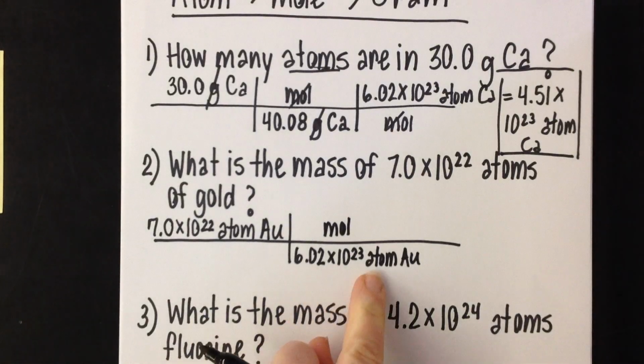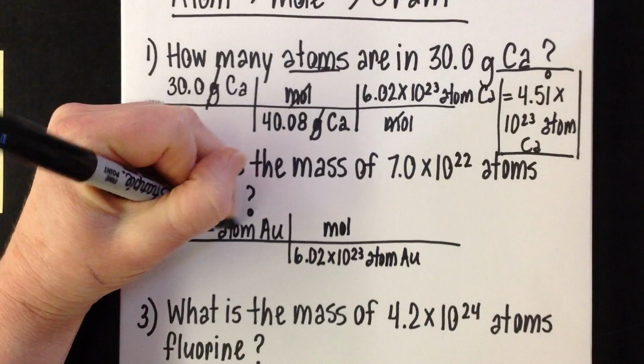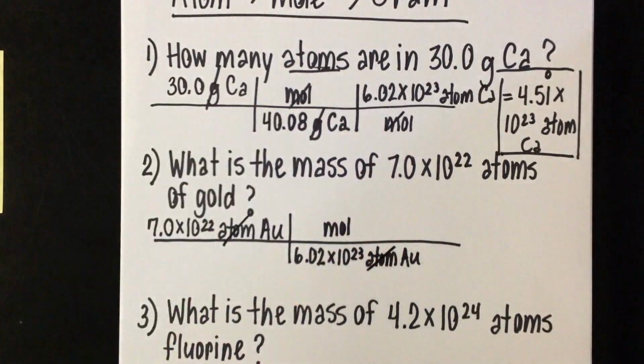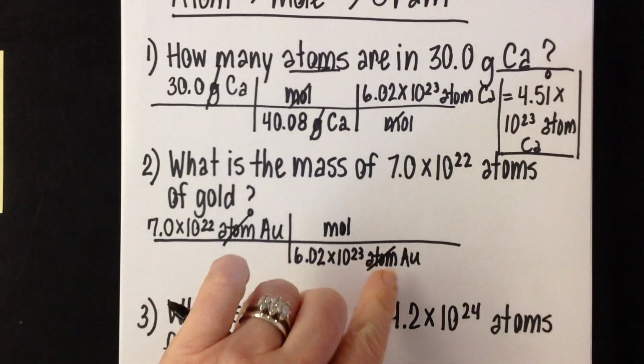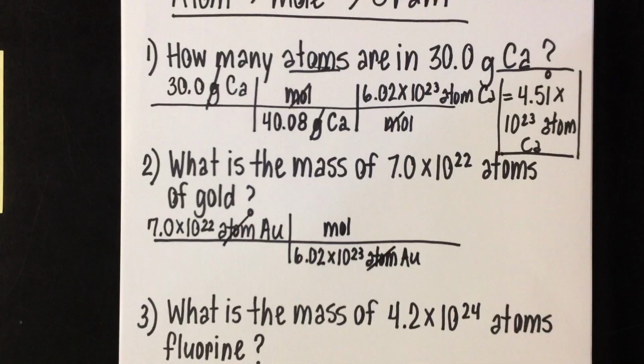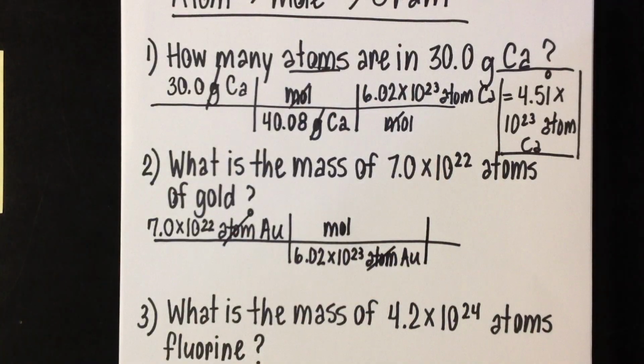This number is always attached to the word atom, never with the number mole. Remember, mole's by itself, so that makes it easy to know where the number went. A lot of kids will say, well, I know mole goes on top and atom goes on the bottom, but how do I know where to put the number? The number 6.02 times 10 to the 23rd is always stuck to that word atom when we're doing a problem like this. Now we're done with atoms and we're working in moles.